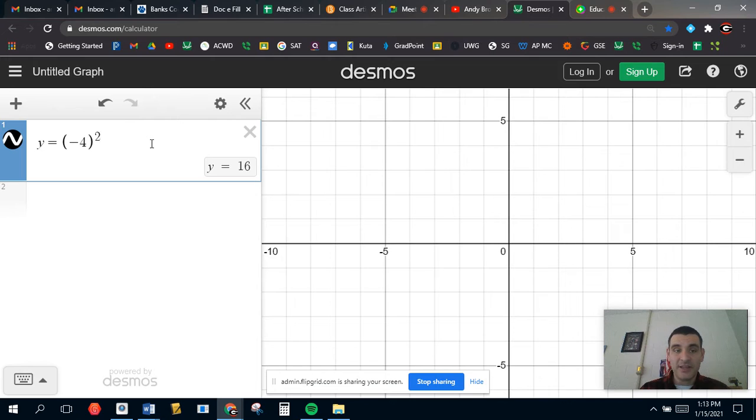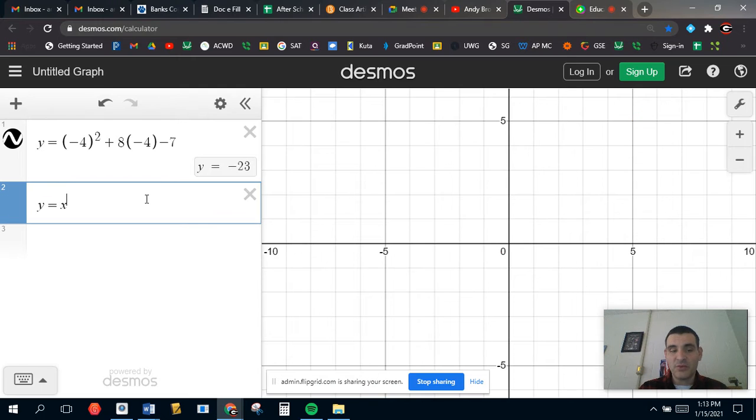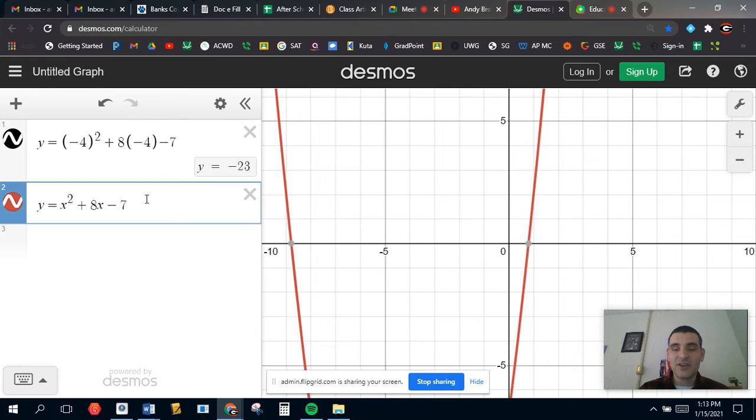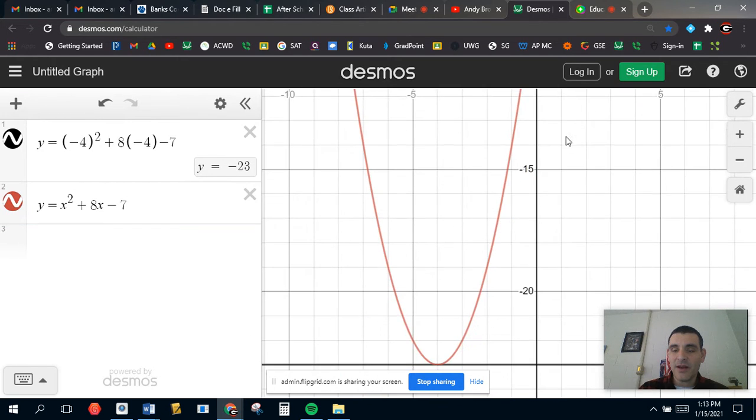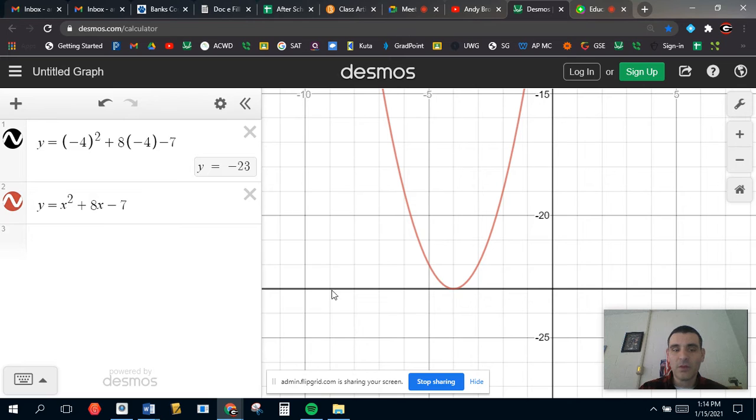I just calculated this, but just to show you that Desmos will make these calculations. There's negative 23. I'm going to graph this. You don't have to do that. I just want to show you that it works on Desmos. If I graph it, it looks like this. You can tell the vertex is down here somewhere. I'll show you that in just a minute. Actually, let's go and drag down there, right in this area.